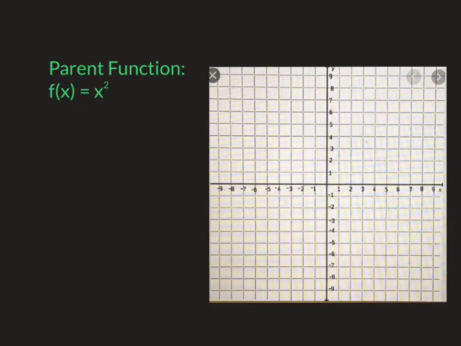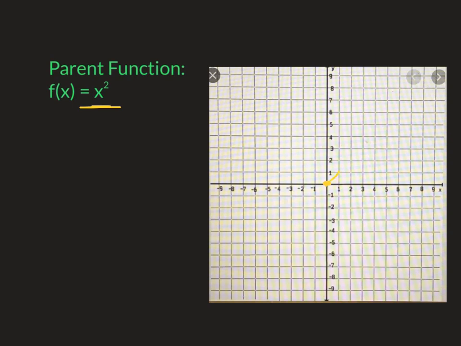First of all, like we started the last 2 days, the parent function of a quadratic. Now, a quadratic, by the way, if you don't know, is when the exponent is 2, like x squared. Anytime you see x squared, that's a quadratic. And that's a parabola. It starts at 0, 0.